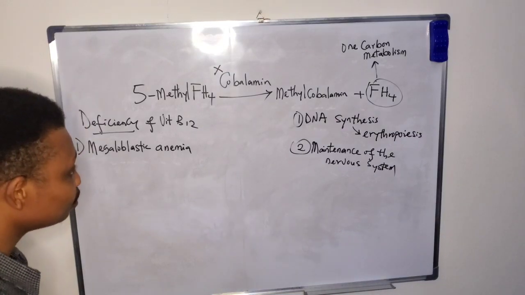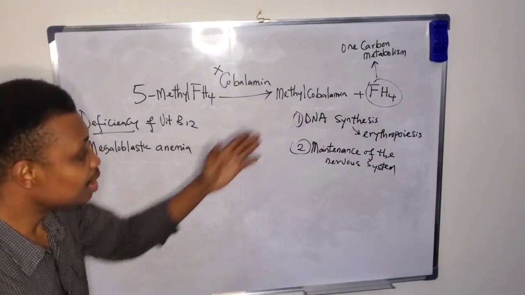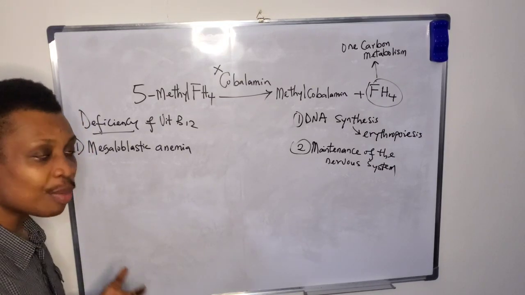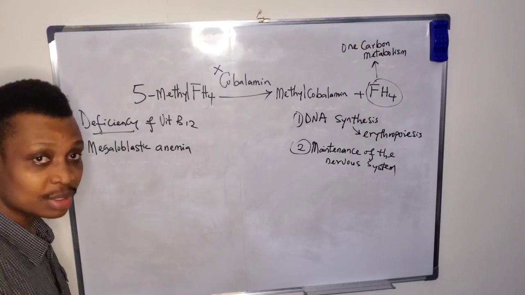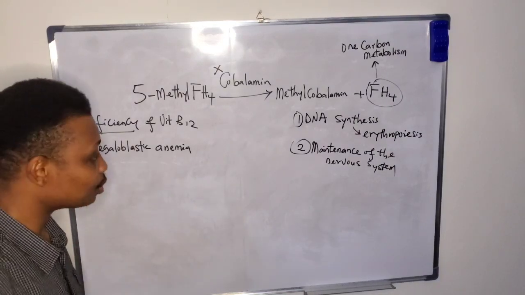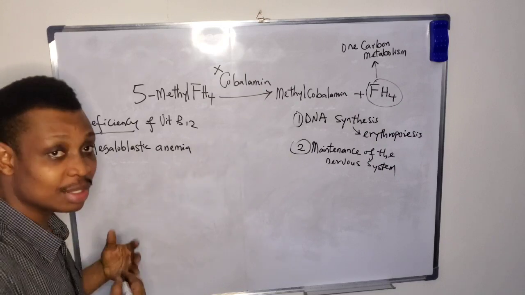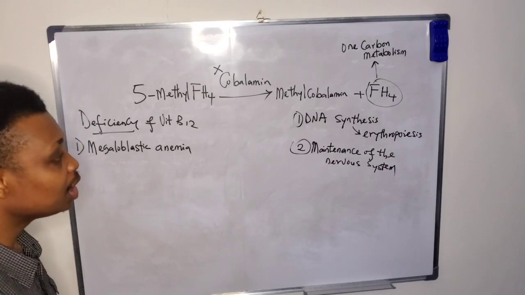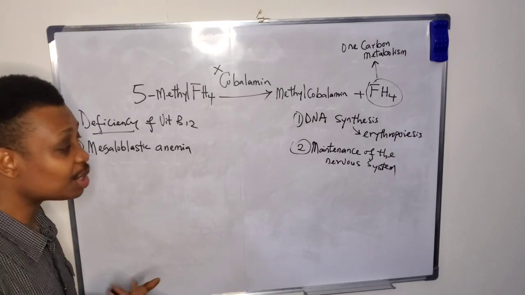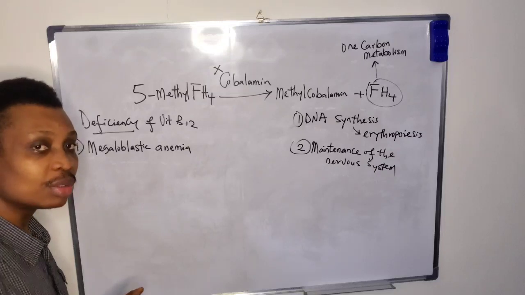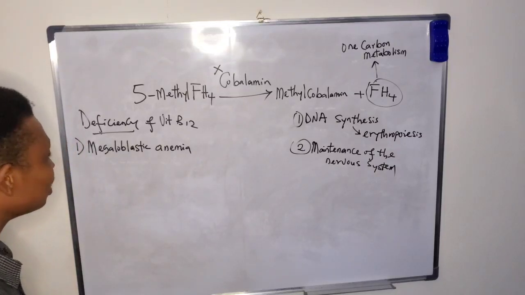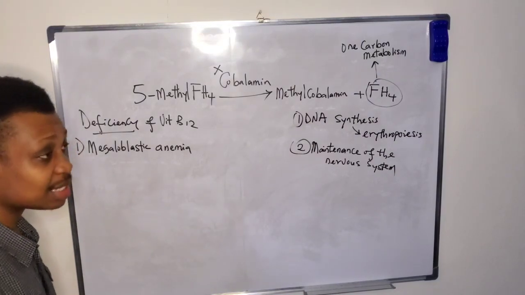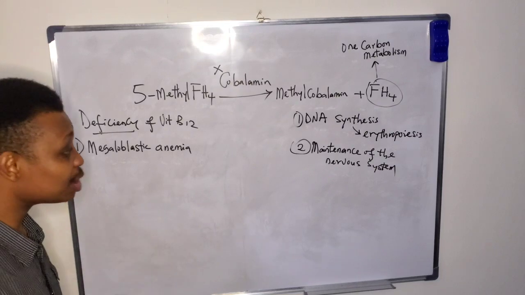That is because normally DNA synthesis in the bone marrow will enhance the normal proliferation and maturation of red blood cells, and then they are released into the circulation. But when DNA synthesis is inhibited as a result of deficiency of cobalamin, it means the normal proliferation and maturation of red blood cells will not occur, and that will result in production of megaloblasts, which are larger in size and have larger nuclei and are also immature.